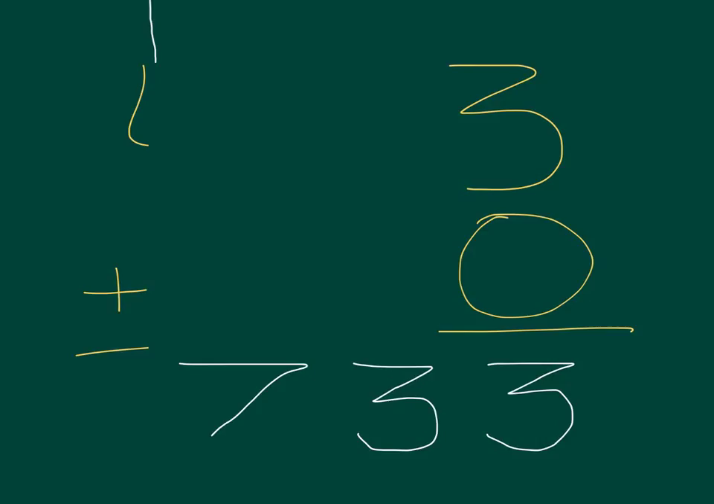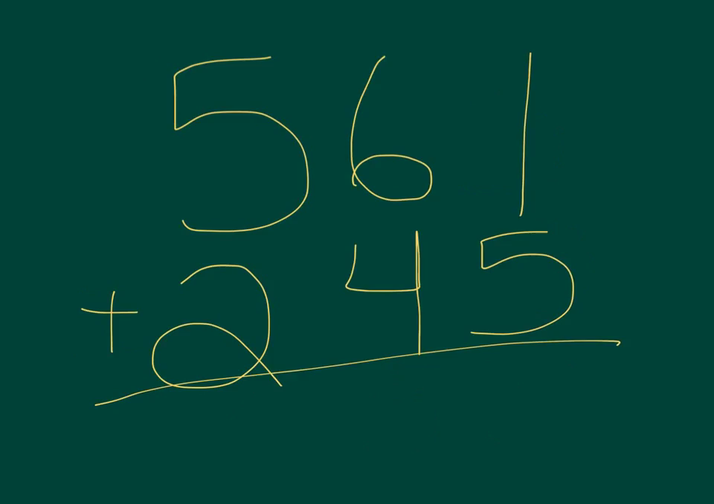So don't be confused if you find that you have to regroup in the tens column or if you have to regroup in the hundreds column. The same rules apply. If it's a 2-digit number in the column, you're going to have to regroup. Let's try a problem together.